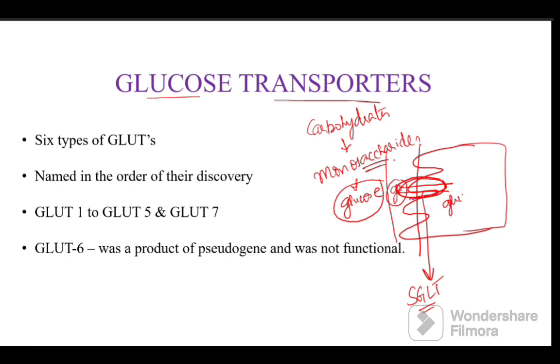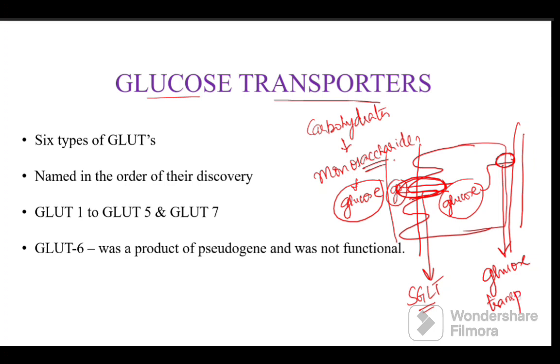Now the glucose that has entered the intestinal cell will reach the capillary surface through a special transporter called the glucose transporter. So this is the glucose transporter. This type of transport mechanism is a facilitated diffusion through which the glucose from the intestinal cell will reach the capillary or the blood vessels.